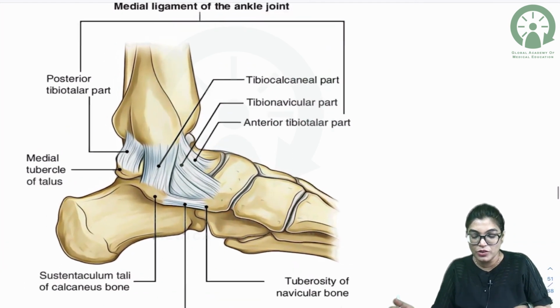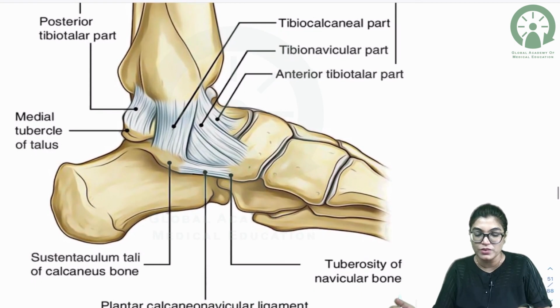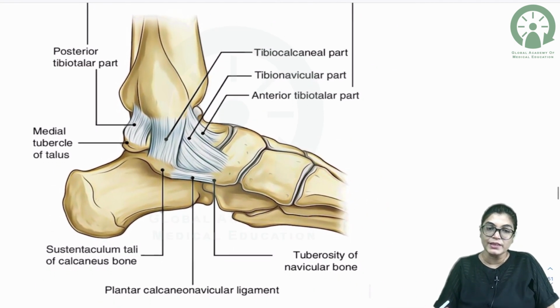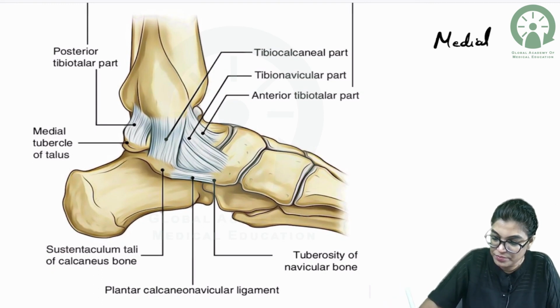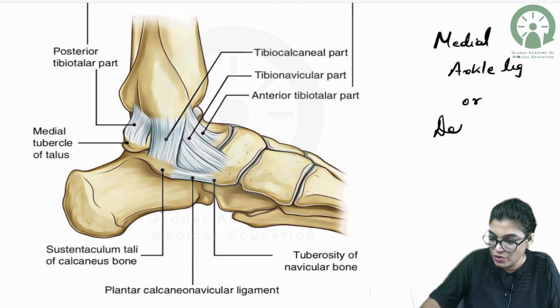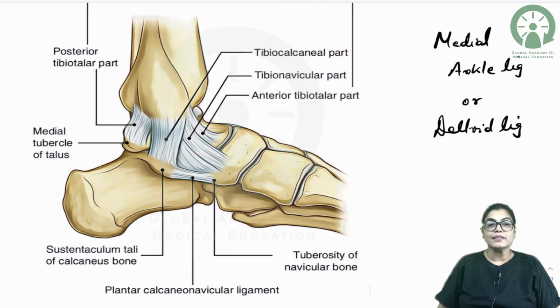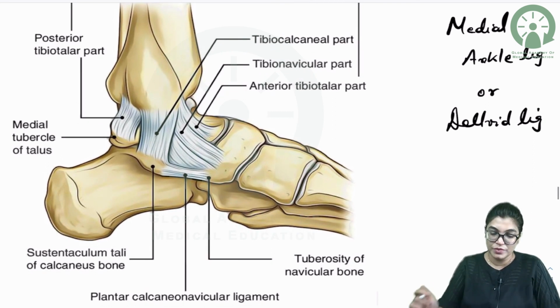Firstly, I want you to understand the medial ligament of the ankle joint. The medial ligament of the ankle joint is also called the deltoid ligament, and it is a very strong ligament. Why is it strong? Because it has four parts. All four parts have been shown in this image. For understanding that, I will show you the enlarged view. See here.